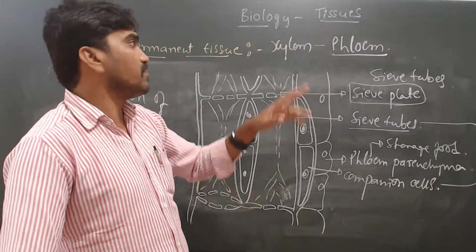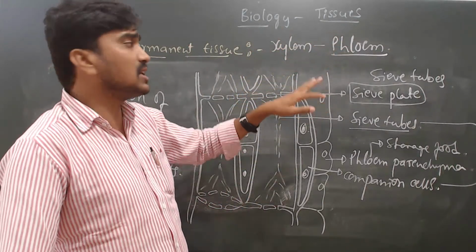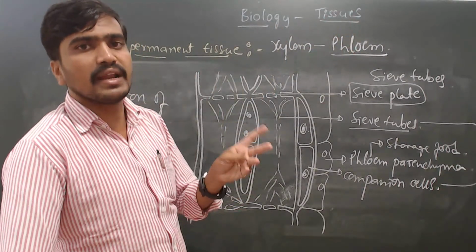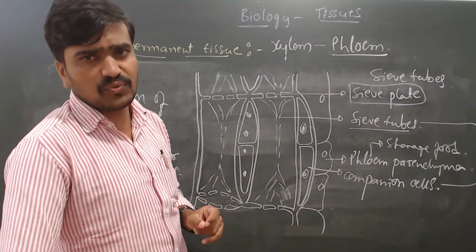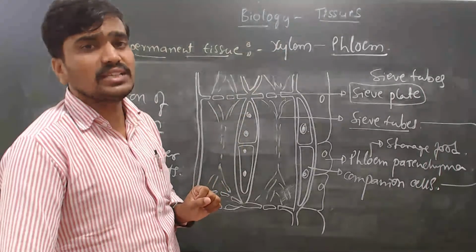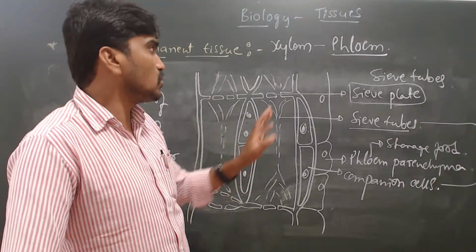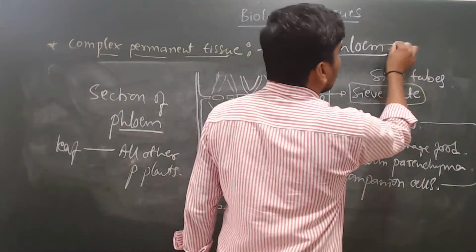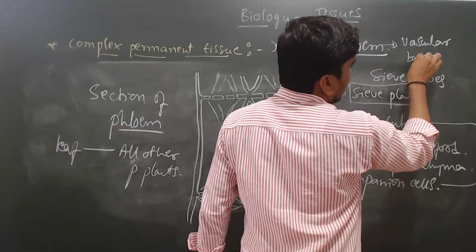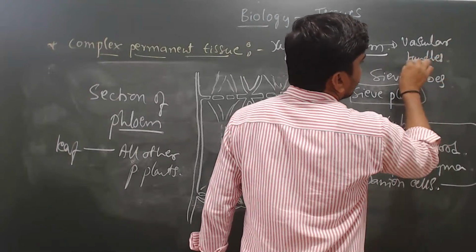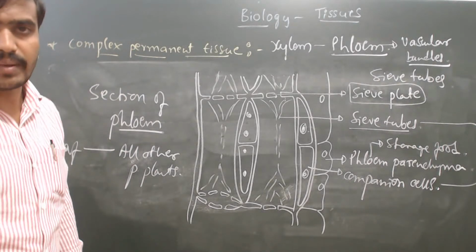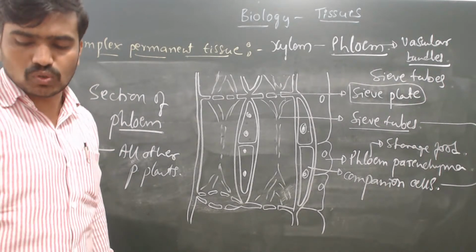In xylem, the first two, tracheids and vessels, help to conduct water. In the same way, in phloem, the first two components, companion cells and sieve tubes, help to conduct food. So phloem is known as food conducting tissue and xylem is known as water conducting tissue, and these two are also known as vascular bundles. Okay, this is about xylem and phloem, complex permanent tissue.